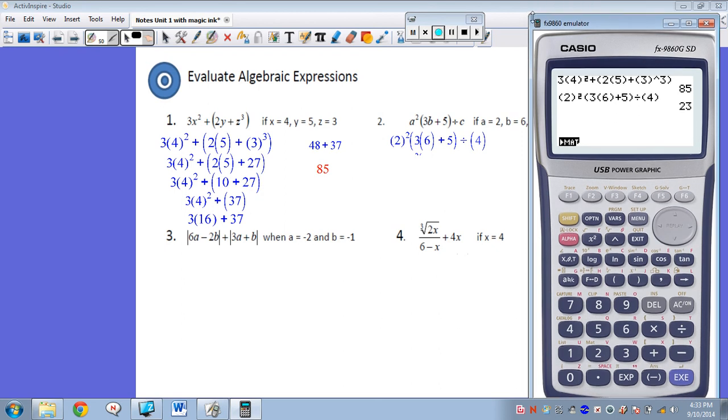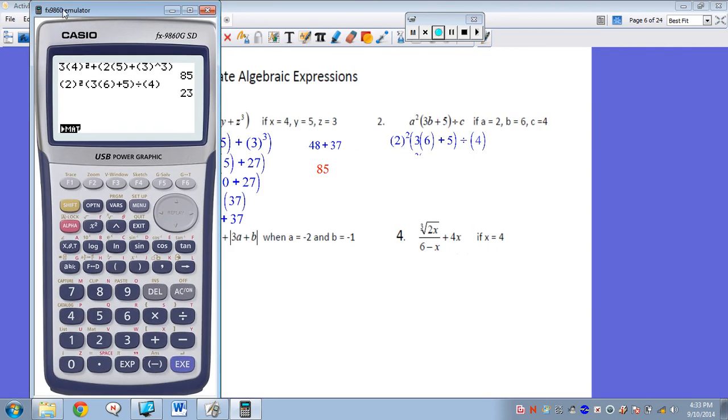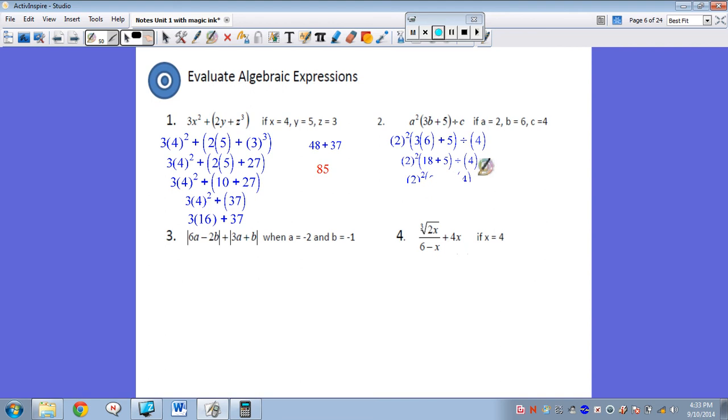And you got 23. And just in case you didn't have a calculator, order of operations, all the work is done here, and those would be the steps, and you get the same answer, 23.